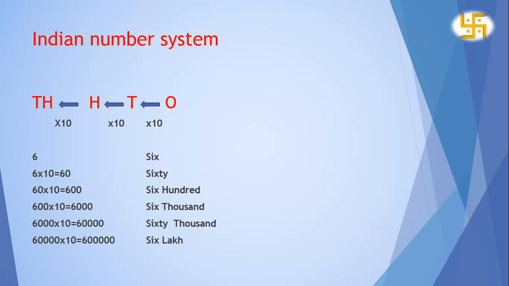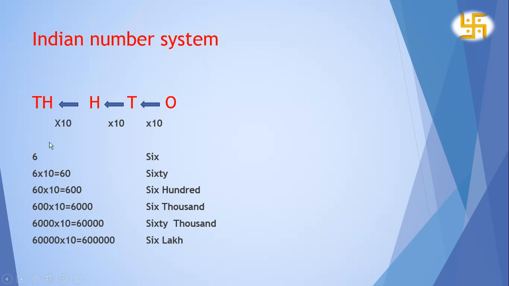As we know, the value of any number depends upon its place value. When we move ones to the tens place, we multiply it by 10. When we move tens to the 100 place, again we multiply it by 10. When we move 100 to the 1000 place, again we multiply it by 10. We move from right to left places.